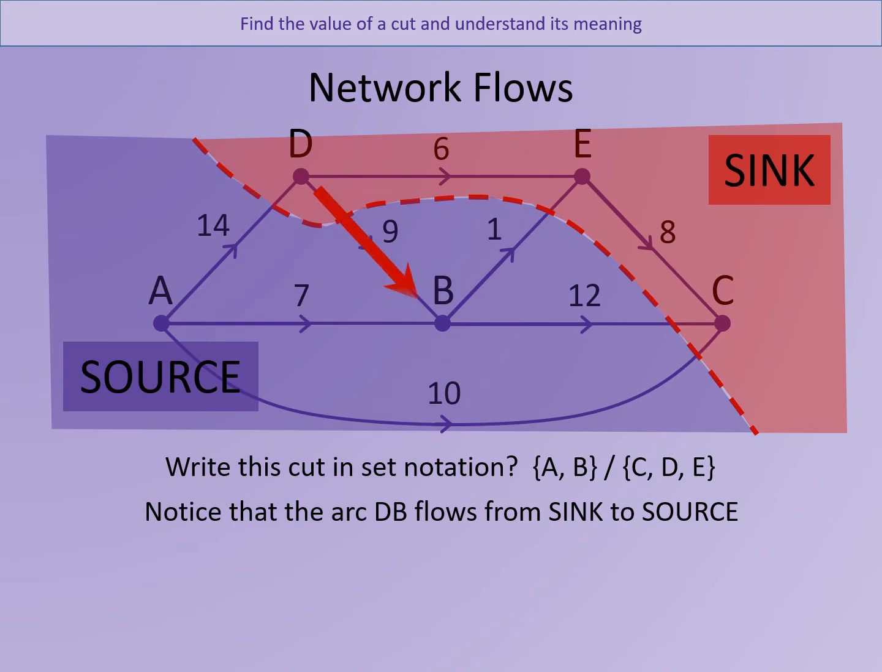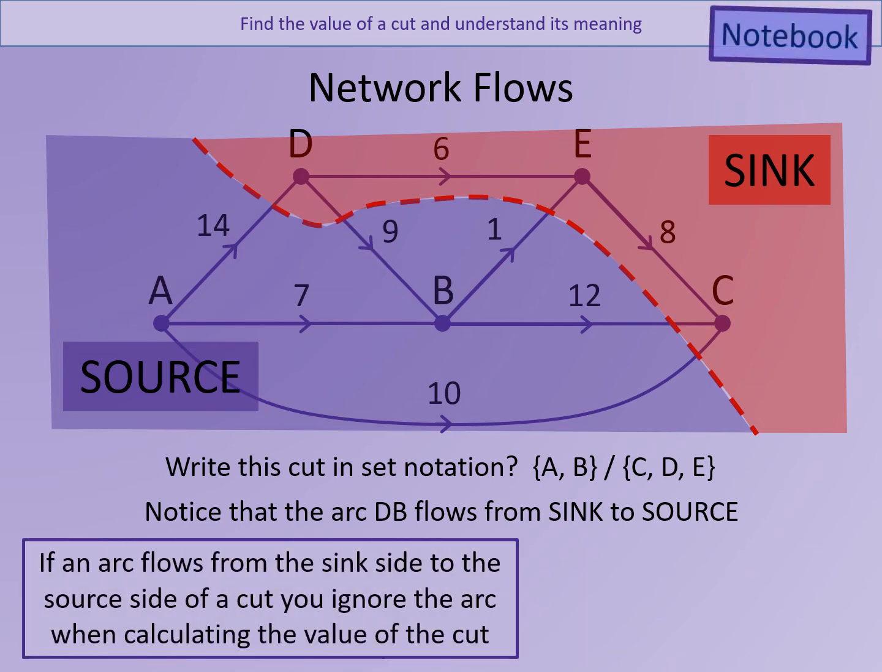So if we colour the source side in one colour, and the sink side in the other, we can see although AD, BE and BC are all travelling across the cut from source to sink, D to B is travelling from sink to source across the cut. So if an arc is travelling from the sink side to the source side, we ignore that when calculating the value of the cut. We don't add it on, we don't subtract it either, we just ignore it.